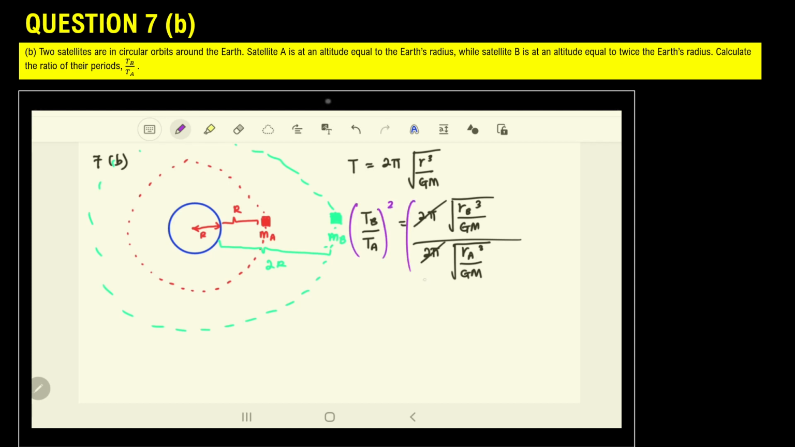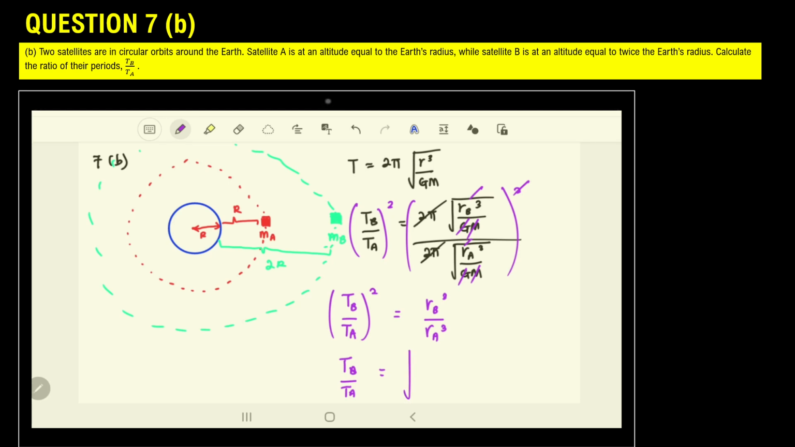Okay, so we can cancel this one and we can cancel this one as well. G is constant, so we can cancel all the constant values. Okay, so now we have TB over TA, squared, equal to RB cubed over RA cubed. Now we want to cancel the squared, so we take the square root again.